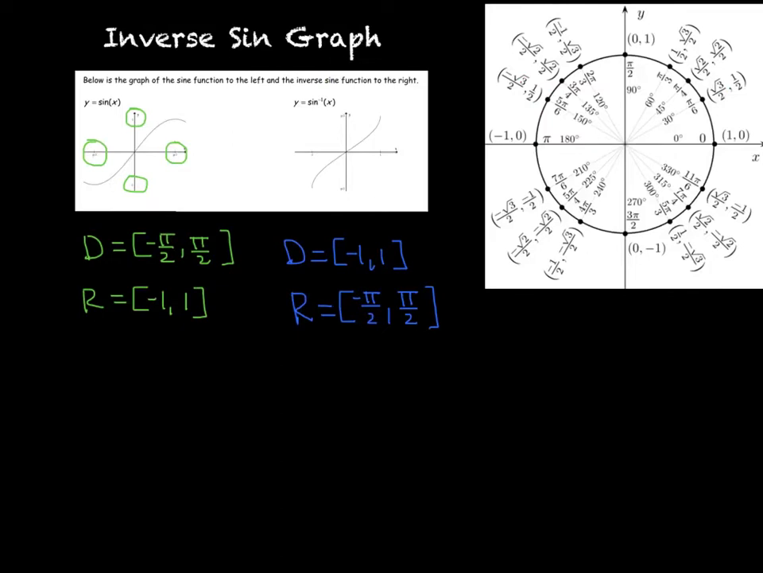Notice that the range goes from negative pi over 2 to pi over 2, so that's going to be, once again, quadrants 4 and 1. All right? So those are the quadrants that you're going to give your answers back in.